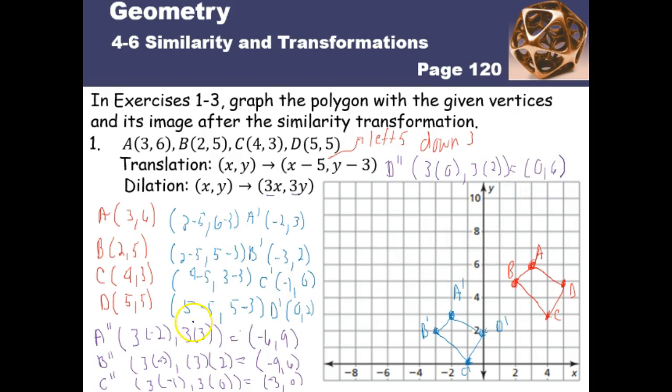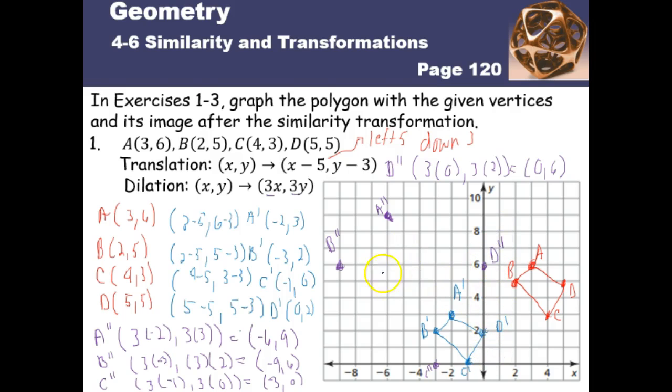So now I'm going to plot these points. A double prime is negative 6, 9. It's right here, and that is A double prime. And then B double prime is negative 9, 6, which is right here. And then C double prime is negative 3, 0. So here's negative 1, negative 2, negative 3, 0 is right here. So that's C double prime. And then lastly, D double prime is 0, 6.